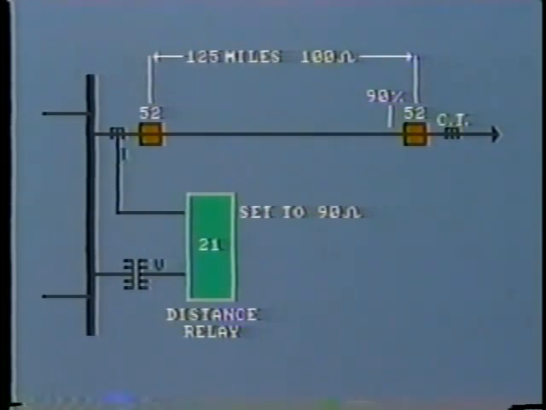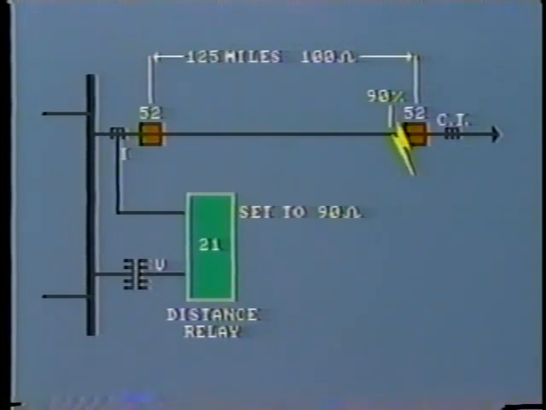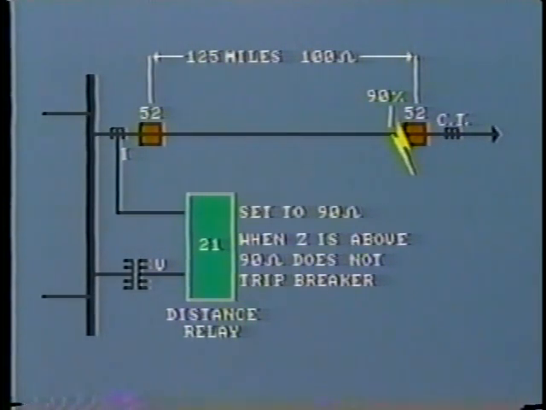The relay is using secondary values from the CTs and VTs, so it really measures secondary impedance. The relay continuously compares voltage and current, and if the primary impedance falls below 90 ohms, it will trip its associated breaker. However, if a fault occurs beyond this line, the impedance will be higher than 90 ohms, and the relay will not trip. So the relay is giving us the desired selectivity.